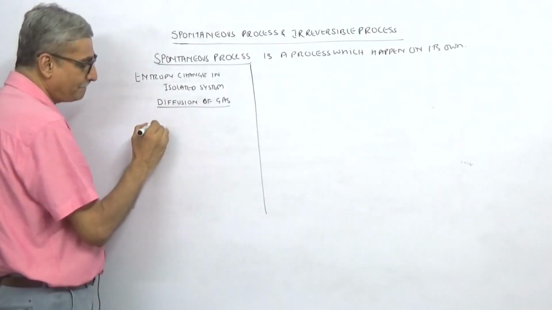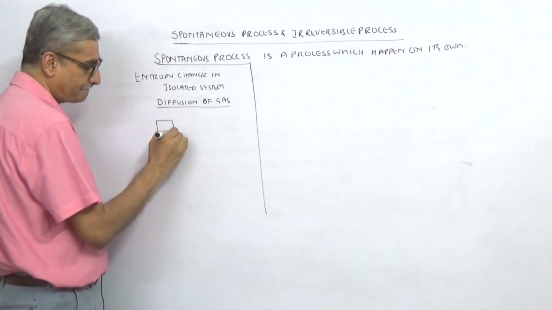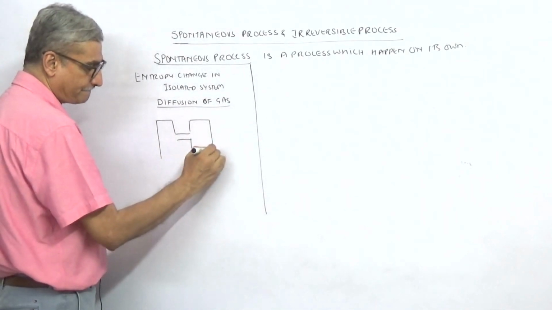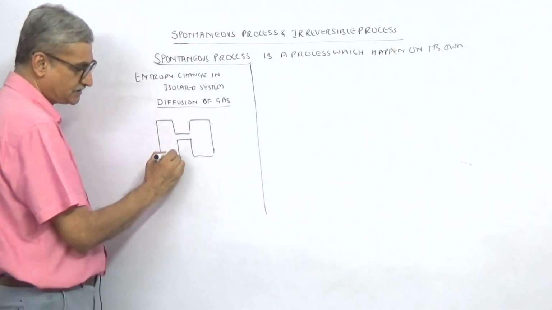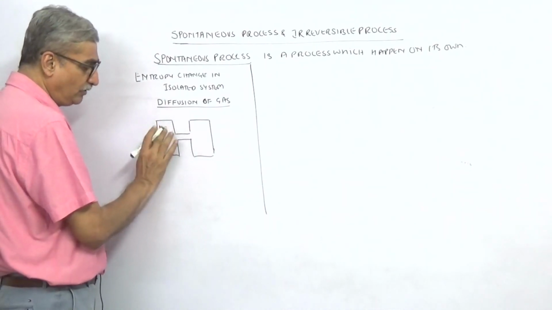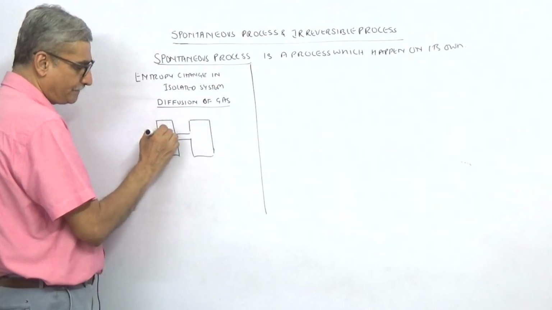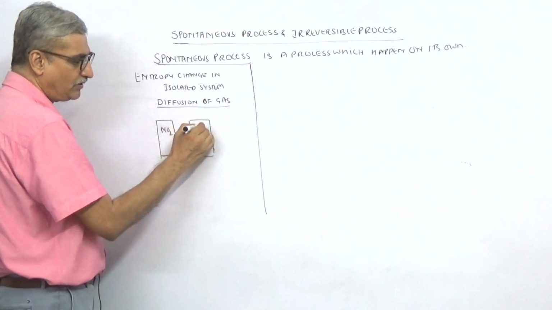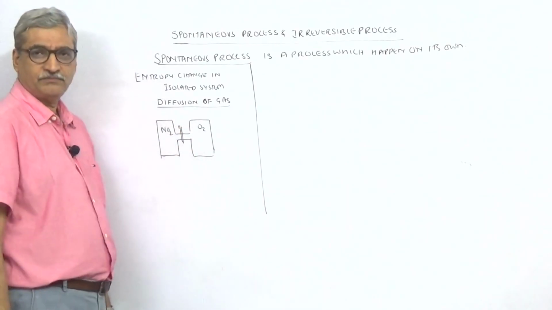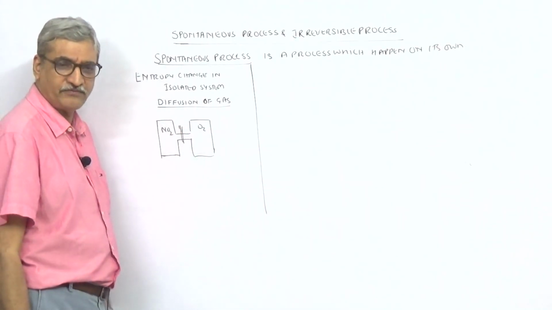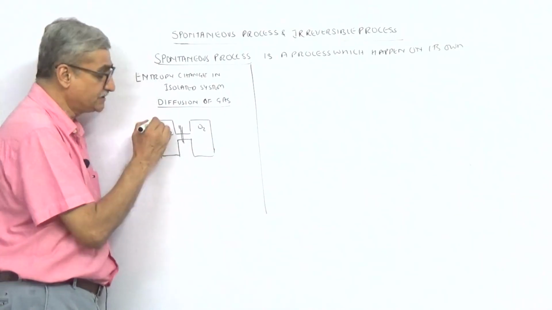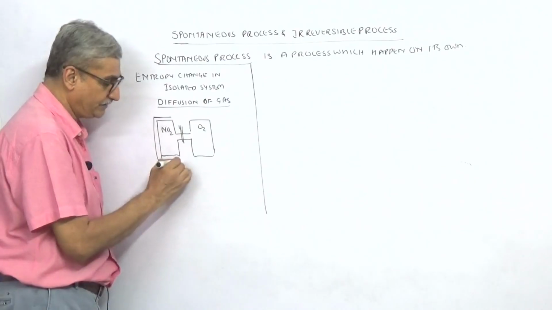Is this clear? So what happens is, I have two gases in these two chambers. Two different gases. For example, I can have NO2, brown in color, and I can have oxygen. Block these two gases with the help of a valve. Is this clear? Now, the moment I lift the valve, and this is surrounded by a diathermic boundary.